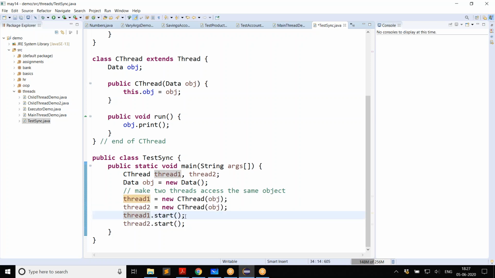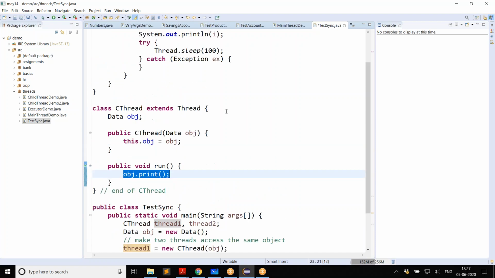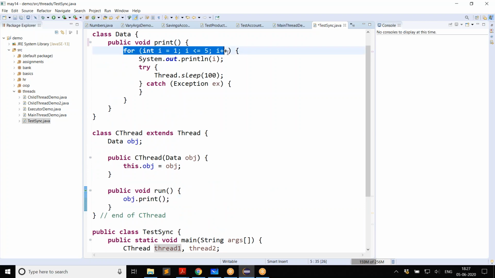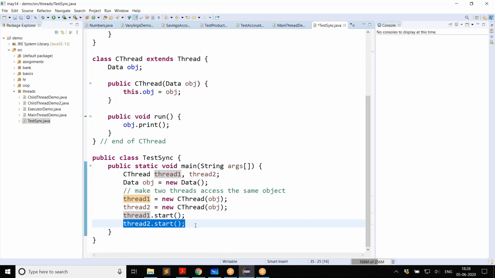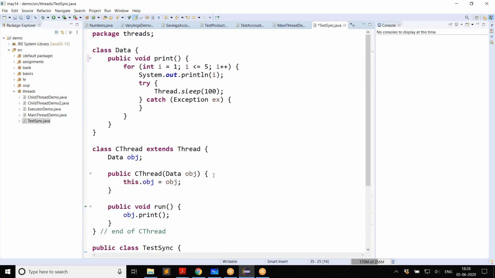So thread 1 starts. When you start a thread, you enter into the run method, and when you enter into run, you call print, and this print is called. So we enter into this loop. After printing number 1, it is put to sleep, and then control is given to the second thread. If the second thread then enters into the print method, it is going to print number 1 again, and it is also put to sleep. So thread 1 prints a number and sleeps, thread 2 prints a number and sleeps, but the point is both the threads are able to enter into the print method.